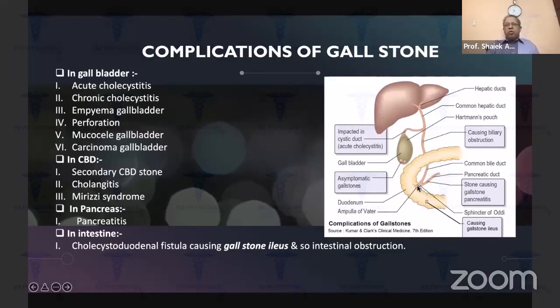Whenever the stone passes through the ampulla, the ampulla is distorted, and there is a chance of development of pancreatitis, which is called gallstone pancreatitis. And whenever the stone migrates to the intestine and passes distally, if the stone is big, more than 2.5 centimeters, it gets stuck at the ileum, about 2 feet proximal to the ileocecal junction, the narrowest part of the intestine, and the patient presents with intestinal obstruction. So you must know these are the complications that may happen whenever a patient has gallstones.